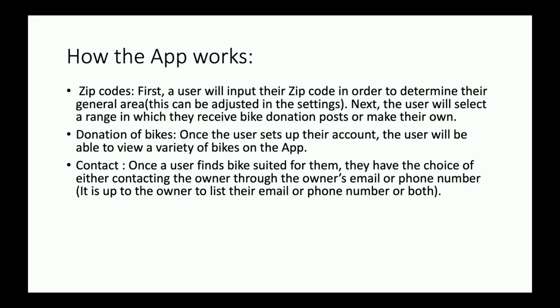How the app works. First, a user will input their zip code in order to determine their general location. Next, the user will select a range in which they want to receive bike donations, post, or make their own. Once a user sets up their account, the user will be able to view a variety of bikes on the app. Once a user finds a bike suited for them, they will have the choice of contacting the owner through the owner's email or phone number.